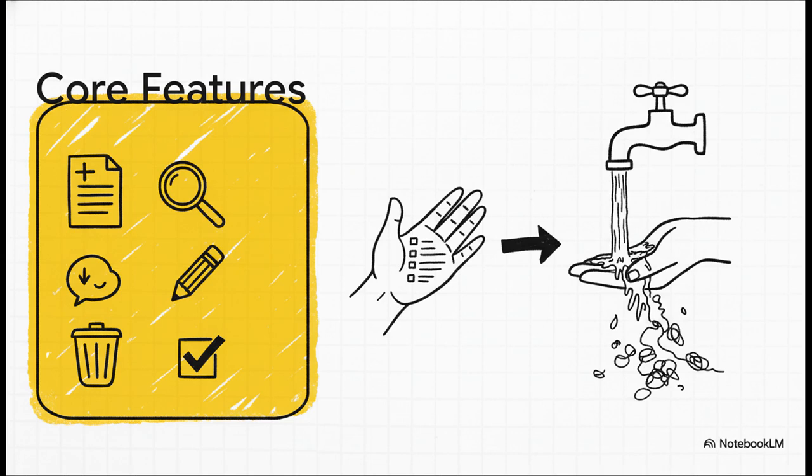But here's the key detail. It uses in-memory storage. What does that mean? It means your list only exists while the app is running. As soon as you close it, poof, the list is gone. It's like writing a shopping list on your hand that washes off.